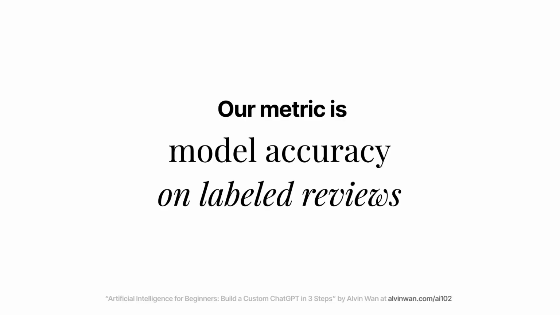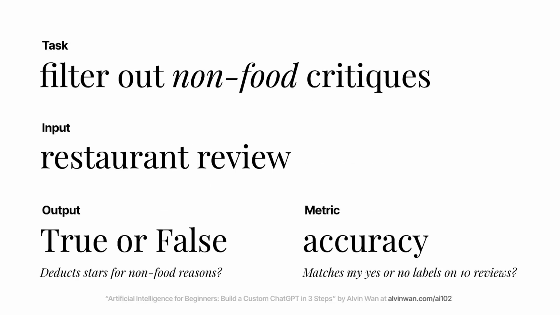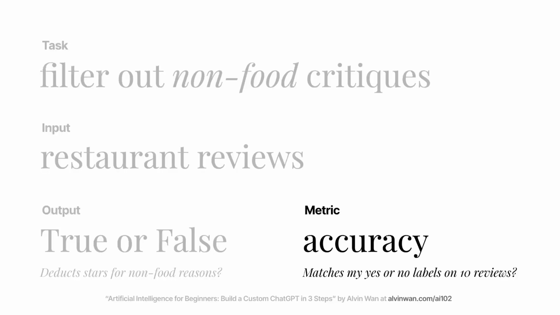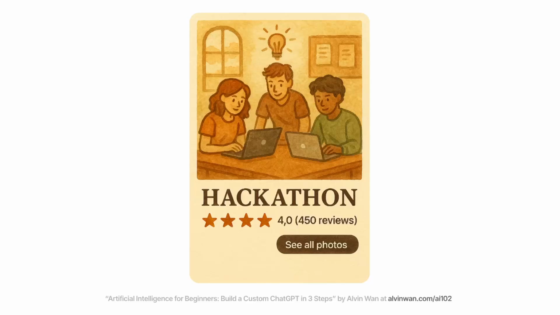Now, we can take any AI and compute its accuracy on our task. Here is now our full project definition. We've added the metric, accuracy, for how accurately the AI predicts true or false when compared with your own labels on restaurant reviews. Let's do another example.